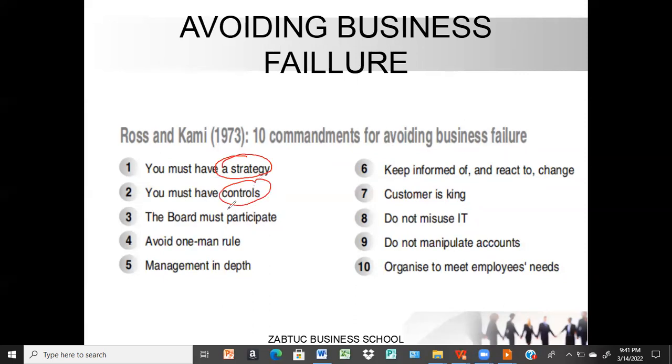Have adequate controls. Get the board involved. The board must participate in overseeing the company. Avoid this danger, one-man rule. In the management process, don't be shallow, go deeper into variables. Keep informed of and react to change that is happening. Remember that the customer is very important.